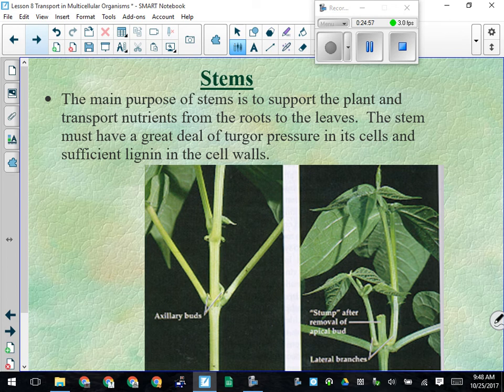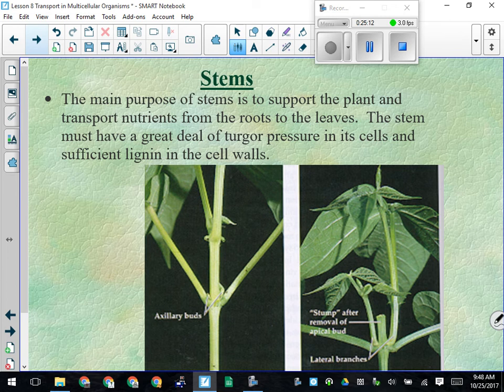The stem is also where new growth can arise. Okay, I mean, sure, new growth always comes from the tips as well. But we can have buds basically anywhere on the plant, and that helps if the plant is grazed on.